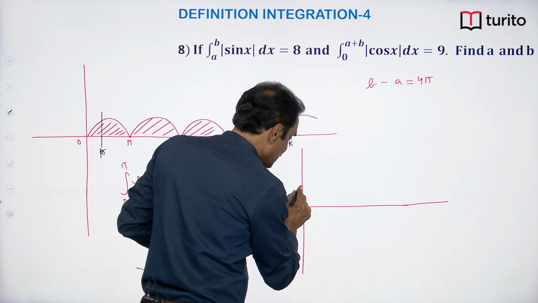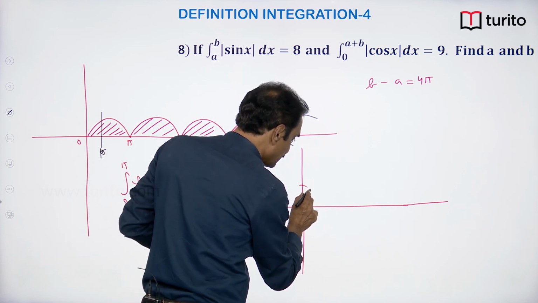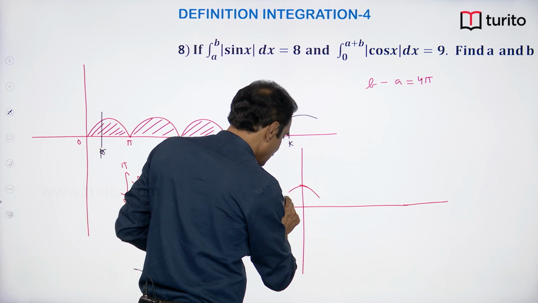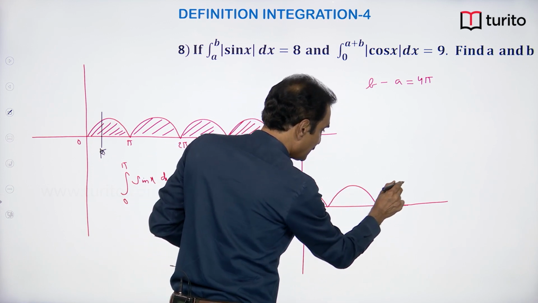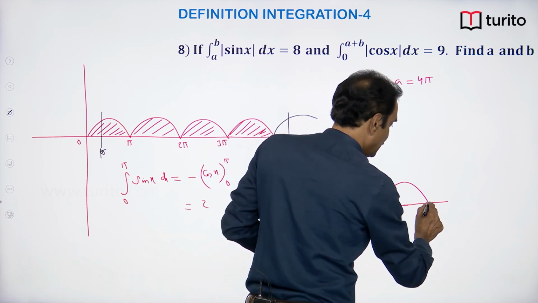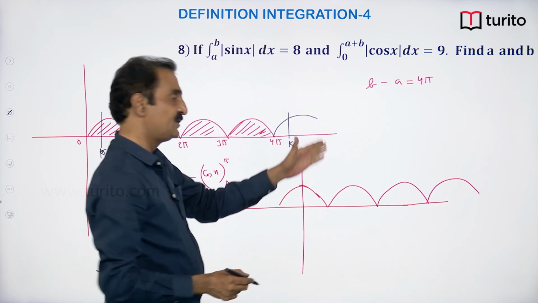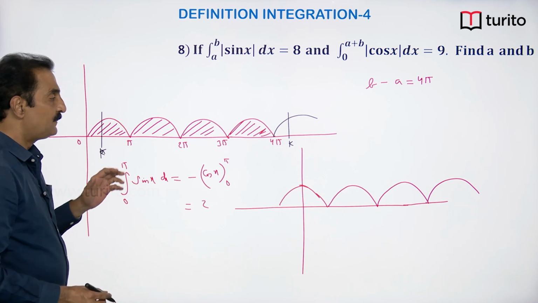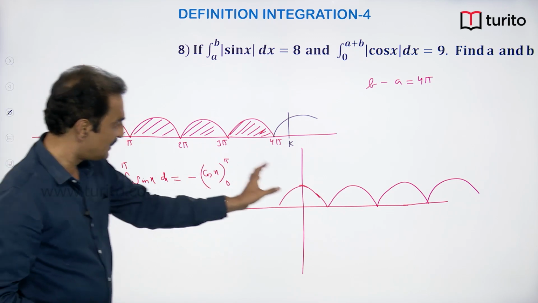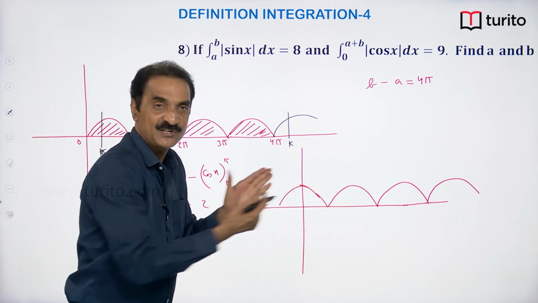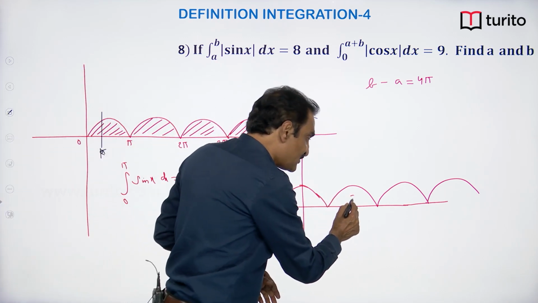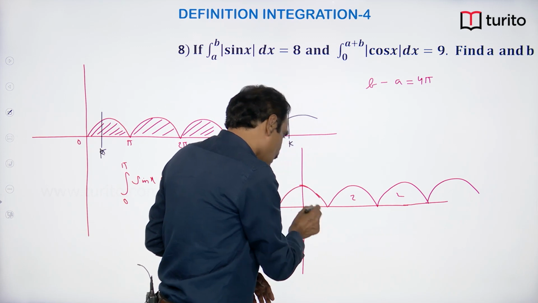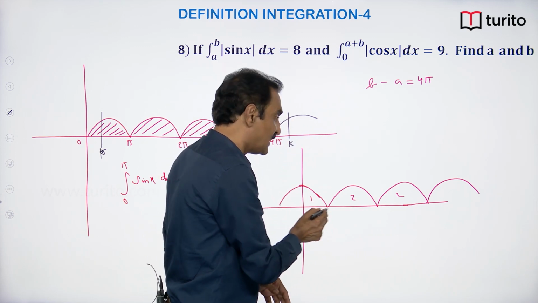If you take mod cos x, it will continue in this way. Then see, this and this are almost identical, just position is different. So if this area is 2 square units, this area is 2, this area is 2, and this total area is 2, means this area is 1.